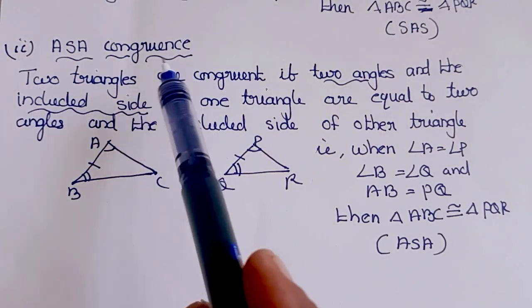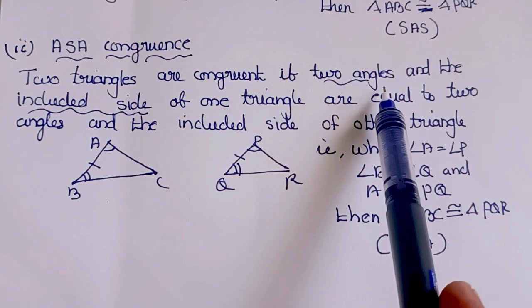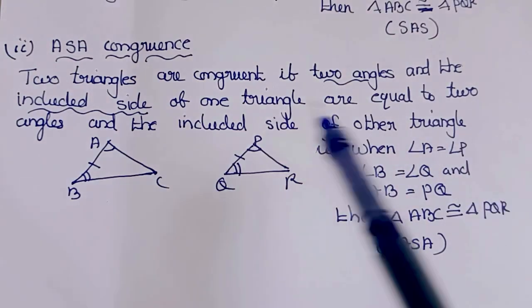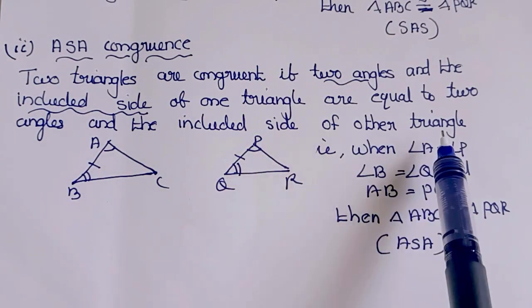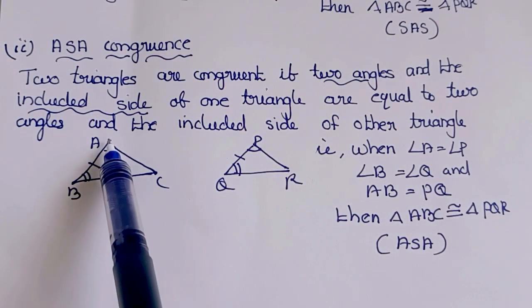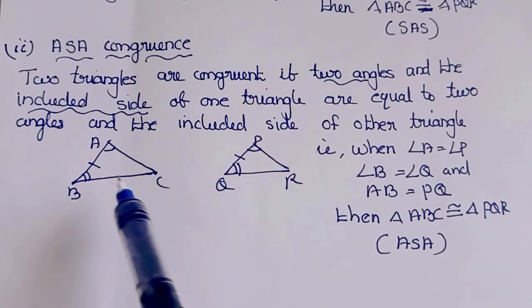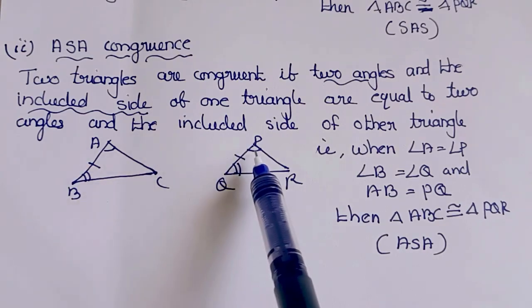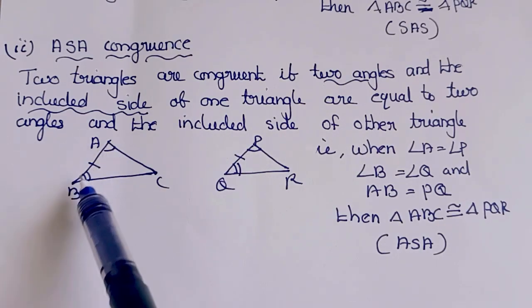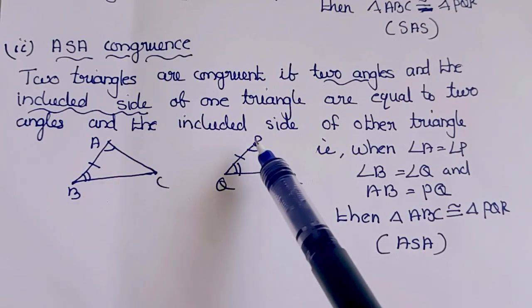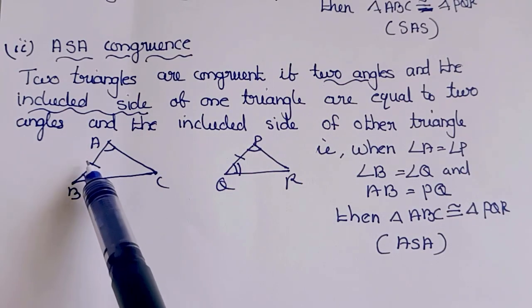Second one, ASA congruence. Two triangles are congruent if two angles and the included side of one triangle are equal to two angles and the included side of the other triangle. ASA, that is two angles and included side. That is, in triangles ABC and PQR, if angle B equal to angle Q and angle A equal to angle P, and the included side, that is the side between these two angles, AB equal to PQ, then we can say that triangle ABC is congruent to triangle PQR by ASA congruence.